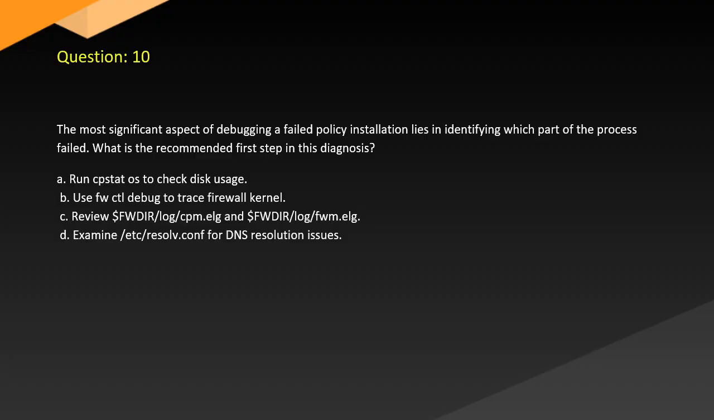Question 10. The most significant aspect of debugging a failed policy installation lies in identifying which part of the process failed. What is the recommended first step in this diagnosis? A. Run cpstat os to check disk usage. B. Run a debug to trace the firewall kernel. C. Review the fwm.elg and cpd.elg logs. D. Examine DNS for name resolution issues.